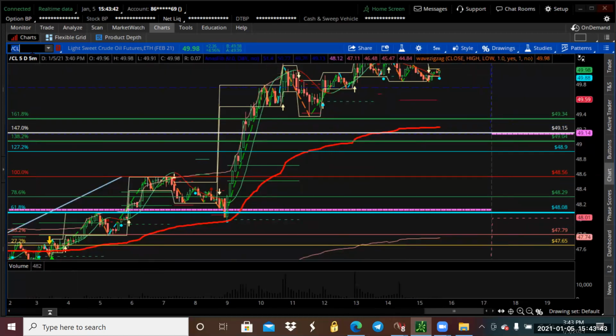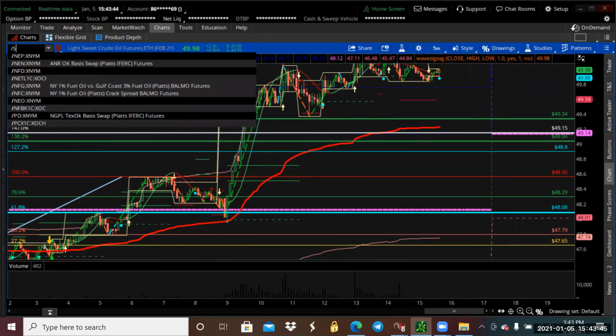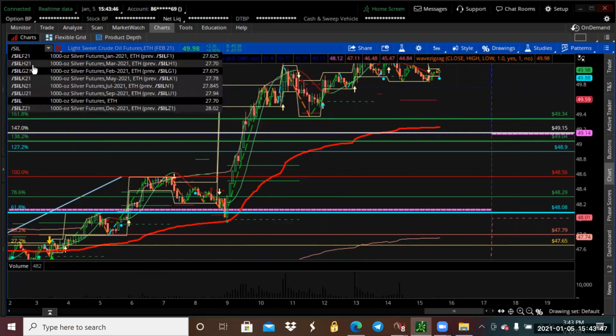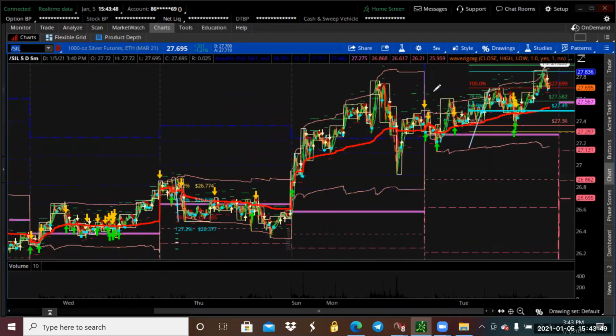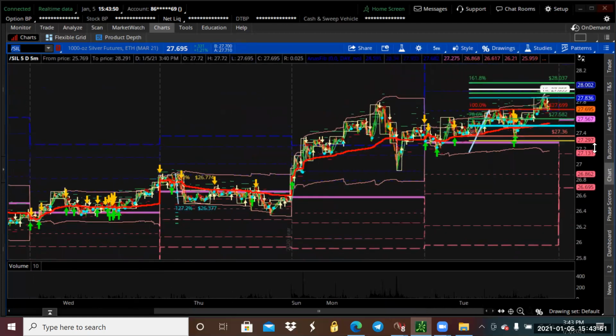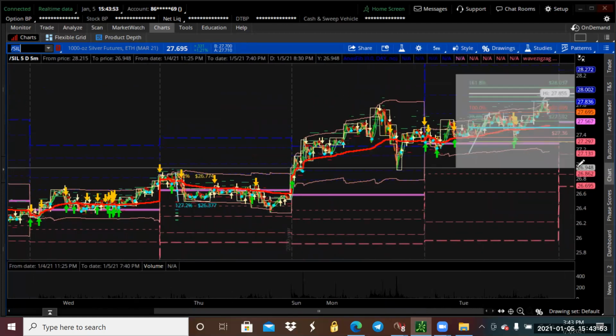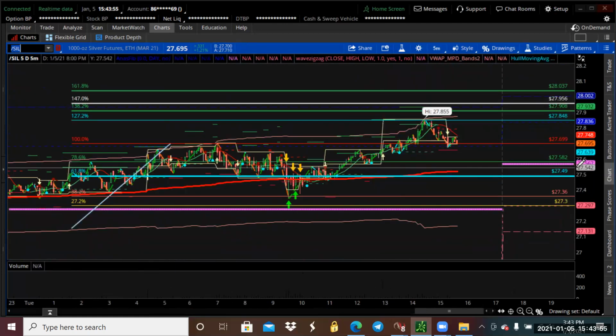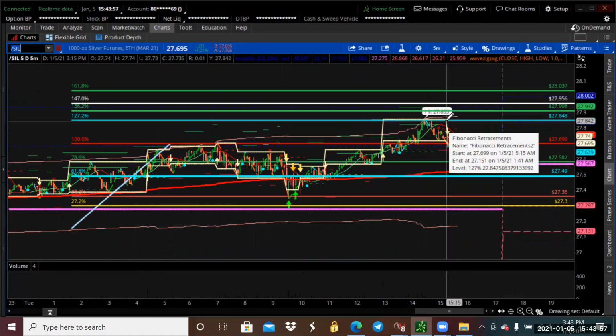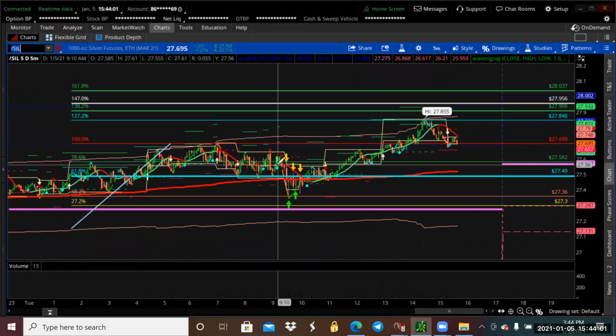Okay, so that's CL. Let's go to silver. Silver is actually breaking out too, and now it looks like it's returning to the mean. So with silver, we reached the 1272 extension. This is a good trade too.